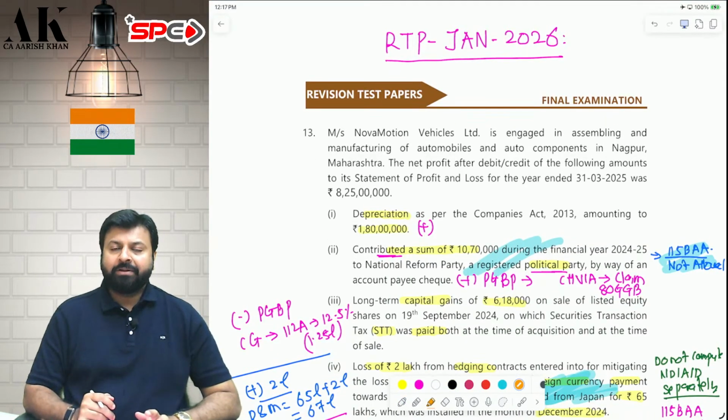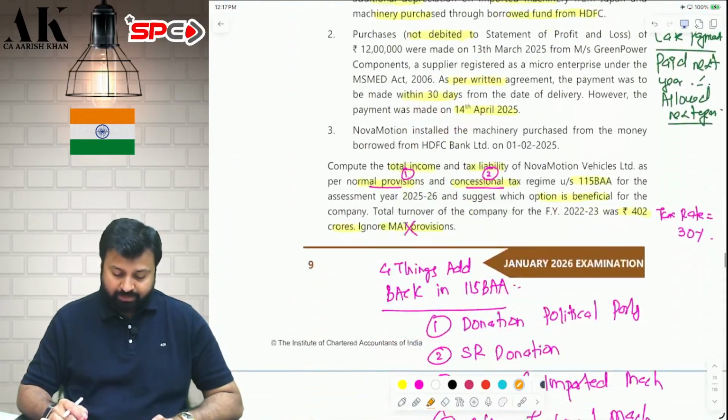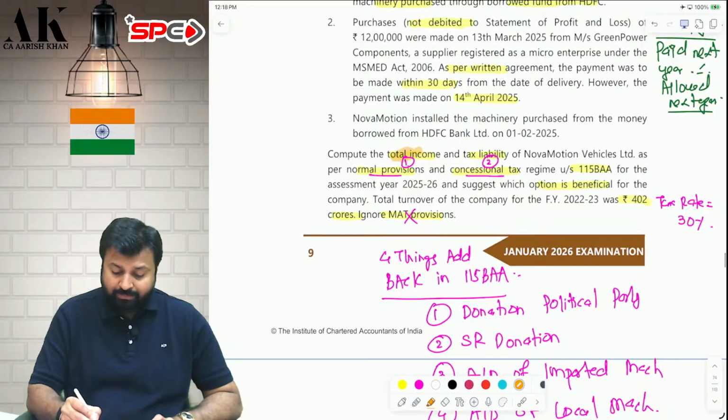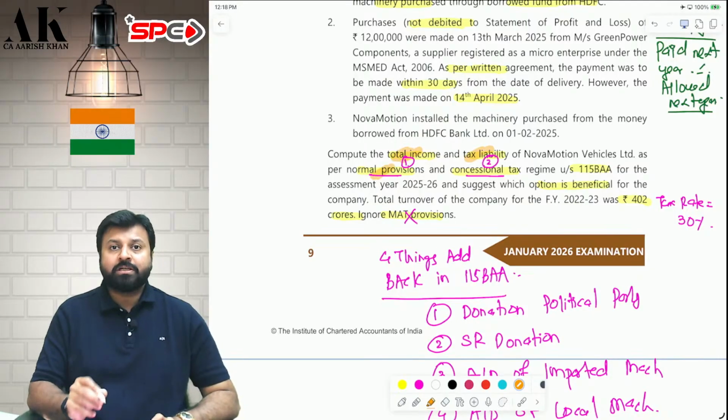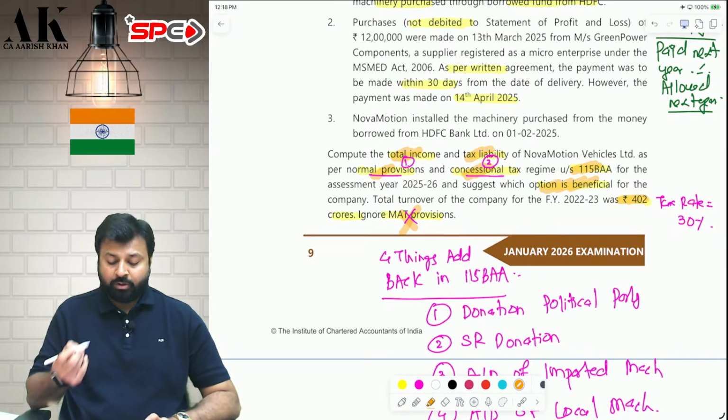Let's go ahead with next RTP, that is RTP Jan 2026. The very first question over here is, pay attention please. You are supposed to compute total income, tax liability as per normal provision, also as per the concessional regime under 115BAA. And you are also supposed to say which option is beneficial. You are supposed to ignore MAT, no MAT is required. And the turnover of last year is 402 crore. Therefore, the tax rate over here will come to 30%.